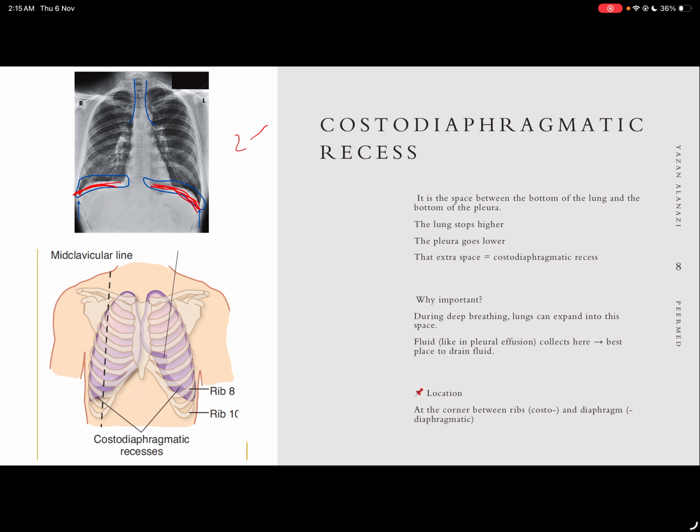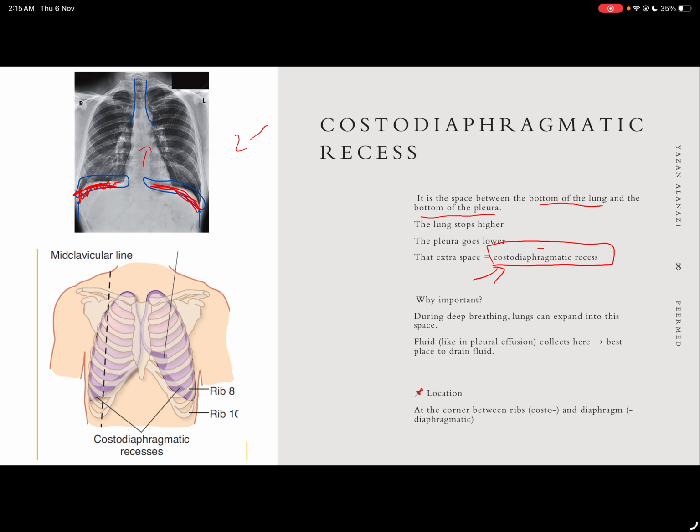Let's read. It's the space between the bottom of the lung and the bottom of the pleura. The lung stops at a higher level and the pleura goes lower. That extra space is called the costodiaphragmatic recess. So, do we understand? If not, when the lungs go up and the diaphragm goes down, a space is created here. It's called the costodiaphragmatic recess.